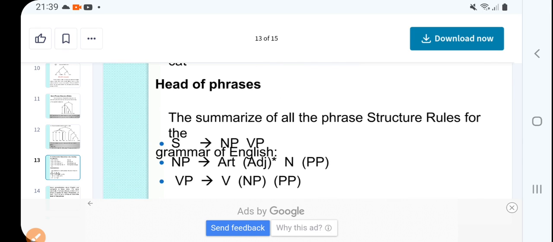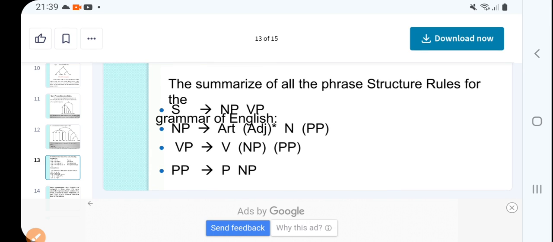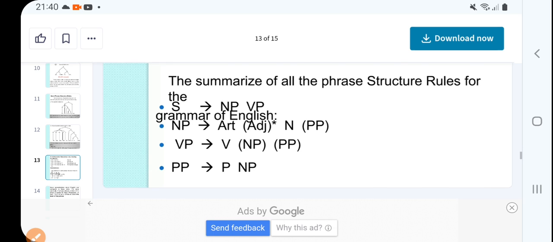Now, heads of the phrases. What are the heads of the phrases? That's the summary of all the phrase structure rules for the grammar of English. So that is what the head is: sentence, noun phrase, verb phrase. Noun phrase: article, adjective may or may not be there, then noun, and with the noun sometimes a prepositional phrase. Then verb phrase means the verb is necessary, then noun phrase, and here also a prepositional phrase may be there. And in a prepositional phrase, preposition and noun phrase, right?